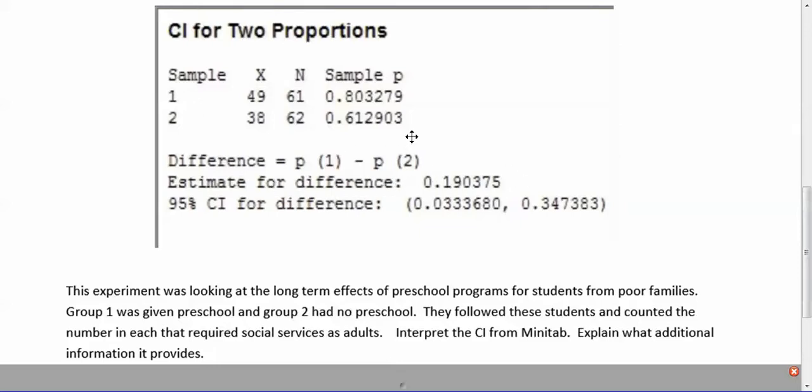So we're looking at the difference P1 minus P2, where P1 is this group and P2 is the second group. The estimate for the difference, that's our point estimate, is the difference between the two p hats: p hat for group 1 minus p hat for group 2. When we do this number plus or minus a margin of error, we get a 95% confidence interval, and our lower number is about 0.03, and our higher number is about 0.35-ish. I've asked you to interpret this confidence interval and then explain what additional information it provides. So go ahead and pause and write out your conclusion.